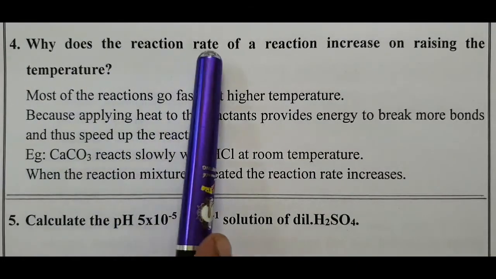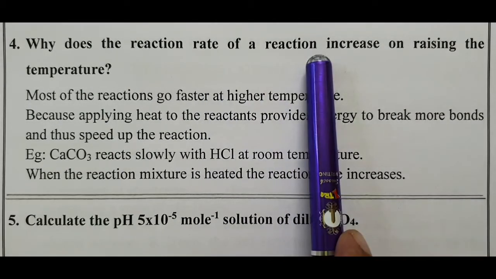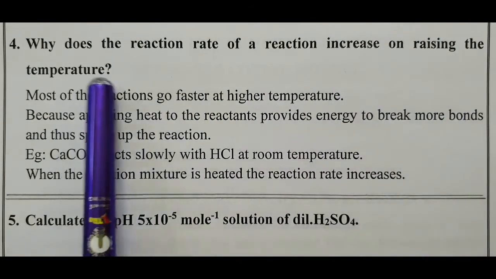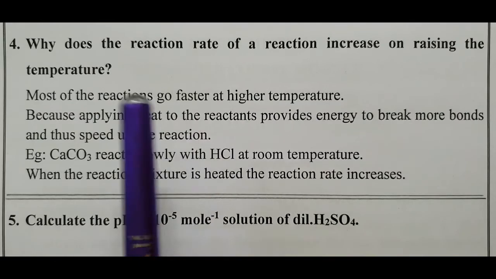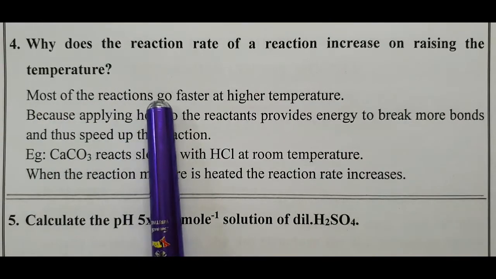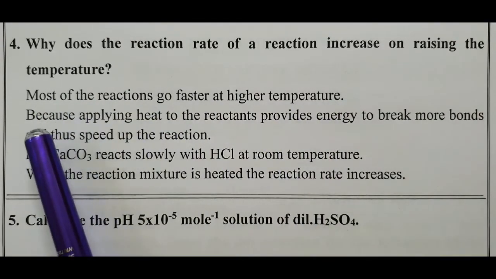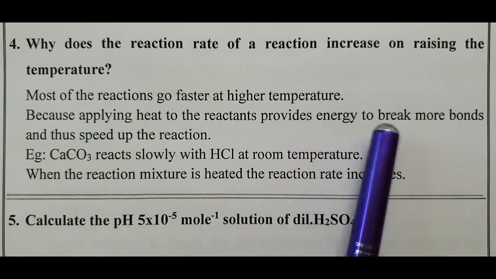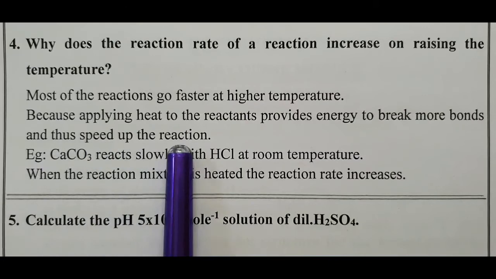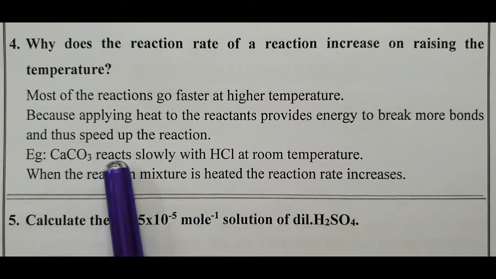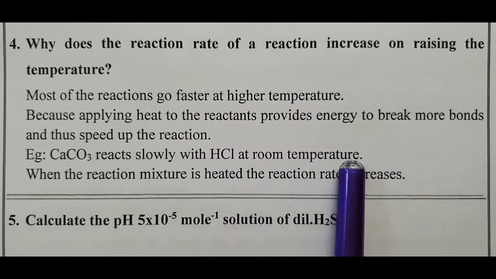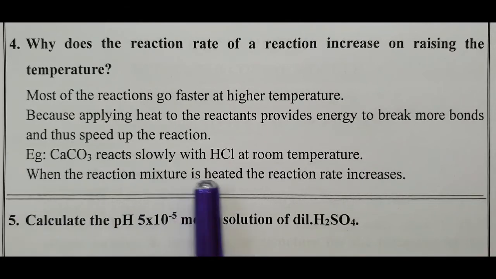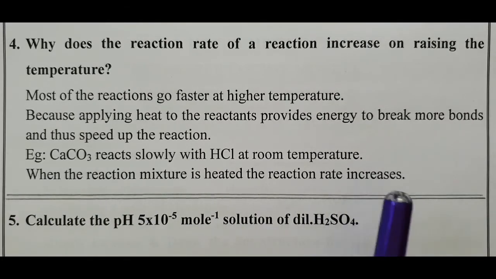Why does the reaction rate of a reaction increase on raising the temperature? Just now we discussed it. Most reactions go faster at a higher temperature because applying heat to the reactants provides energy to break more bonds and thus speeds up the reaction. Calcium carbonate reacts slowly with HCl at room temperature. When the reaction mixture is heated, the reaction rate increases.